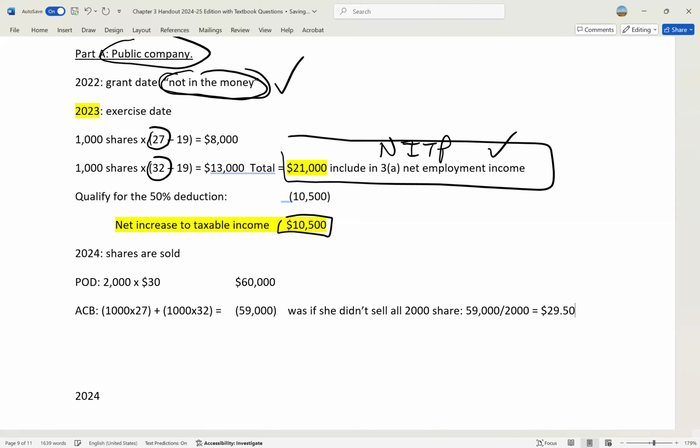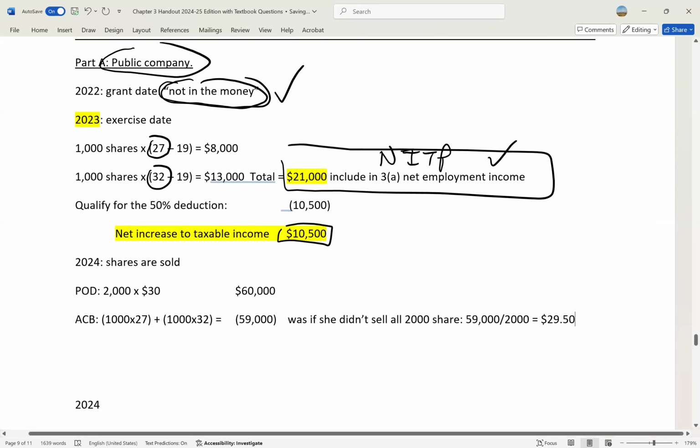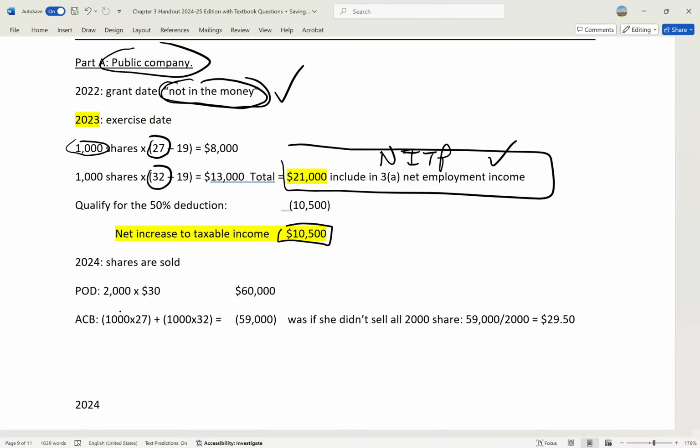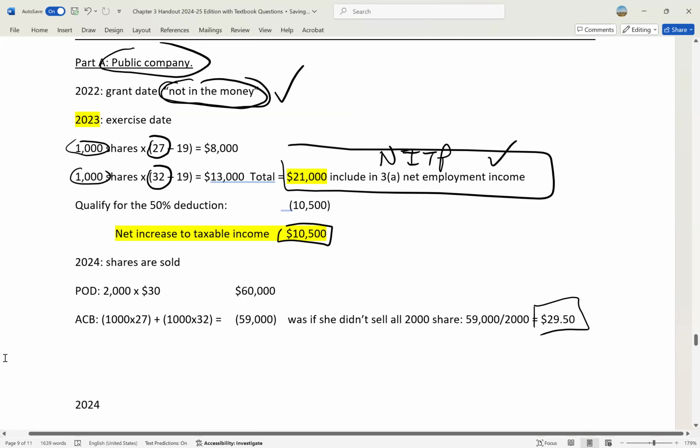So if she didn't sell all 2,000, and we're trying to figure out what is the cost that we need to use, shares are identical properties. So even though she bought 1,000 shares at the beginning of 2023 and the remaining 1,000 at the end of 2023, they're identical properties. You can't distinguish them. They're not different in any way. They're all the same. So then we use this average cost of $29.50 if she only sold part of the 2,000, but she sold all 2,000. So we just minus the 59,000.